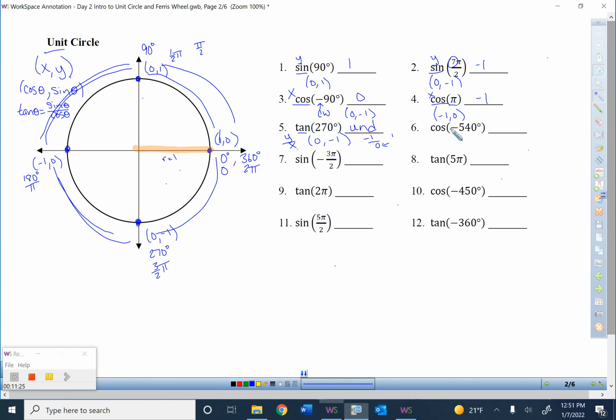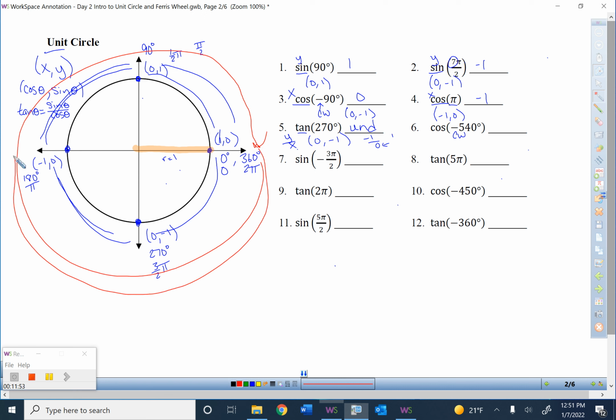And then cosine here, it's got a negative 540. This is clockwise again. We're going past 360. This is what I was talking about earlier. Sometimes we keep going on our picture. So here, we're starting and going backwards. There is 360 degrees. And we have to keep going 180 more to get to 540. So this is the ordered pair negative 1, 0.